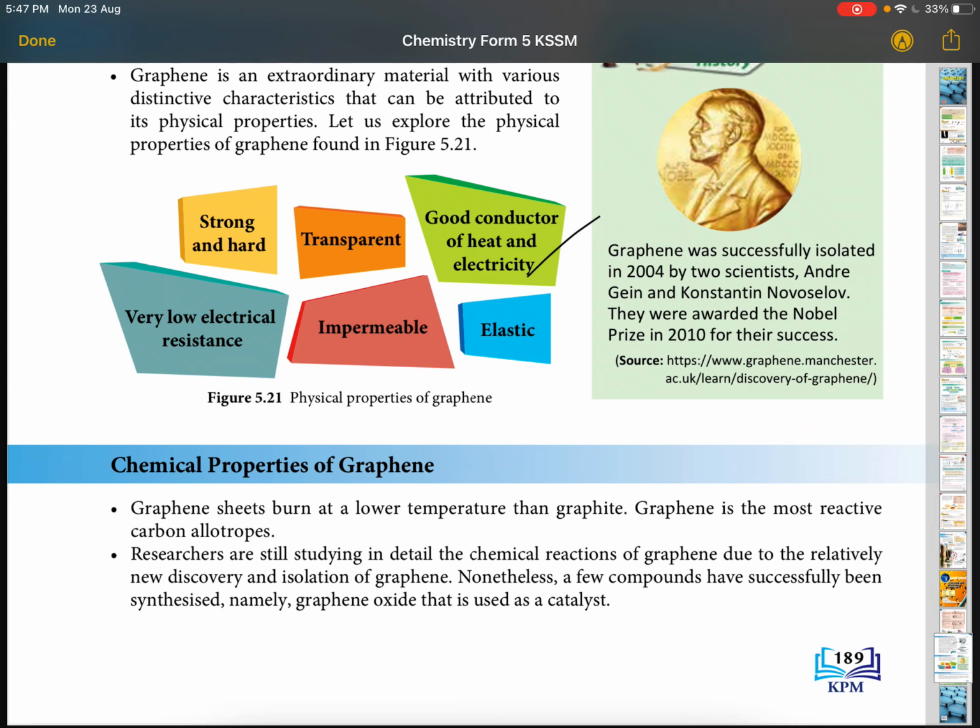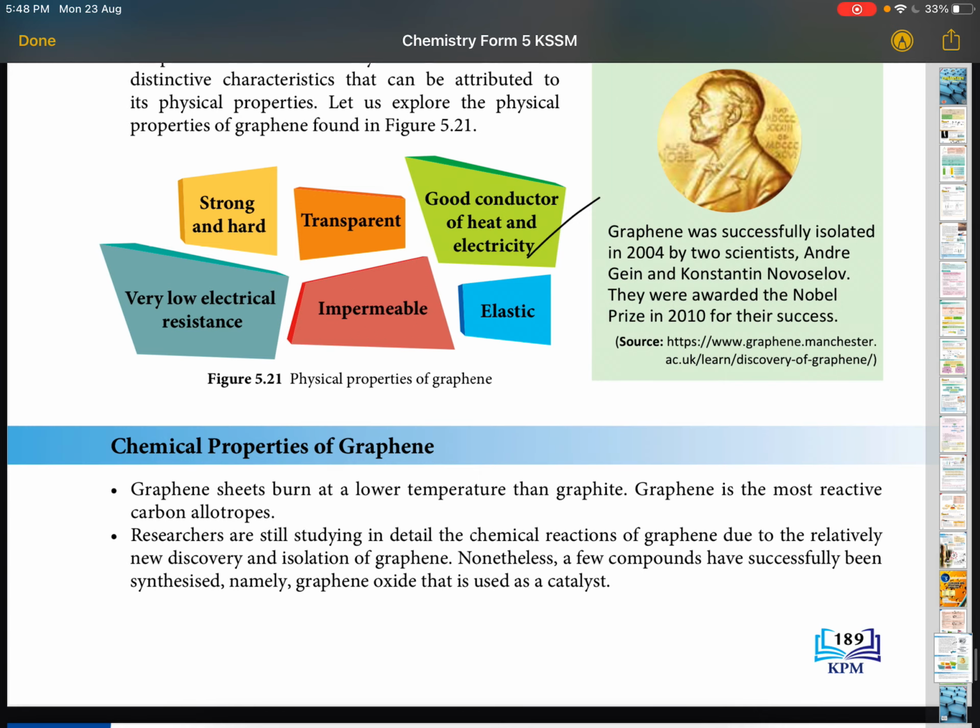Next, it is transparent. Third, it is elastic. Fourth, it is impermeable, so it cannot be penetrated. So it's very resistant. If you were to shoot a graphene vest, it's actually bulletproof. And then it's elastic, strong and hard, with very low resistance, but it's quite expensive. So yeah.